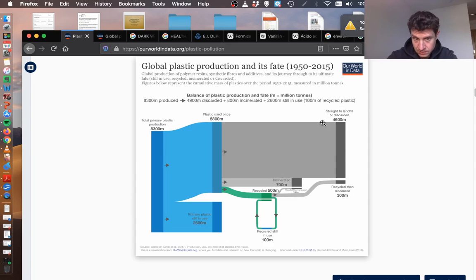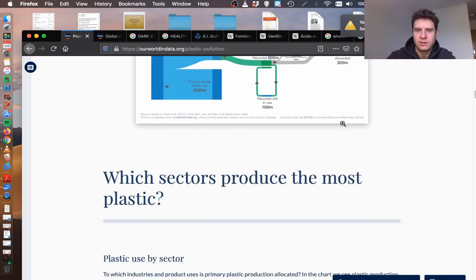Because at the end, what we are putting into the garbage is a vast amount of plastic, 4,600 million tons. That's a lot. So recycling is not the solution. We need to stop using plastic that much. This is something you, as future citizens, need to solve.